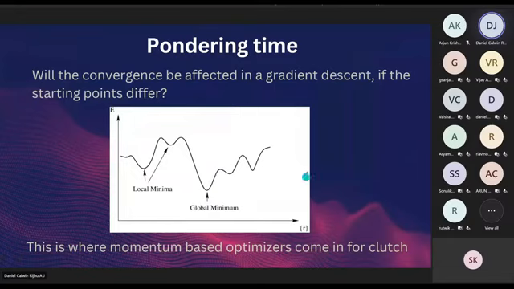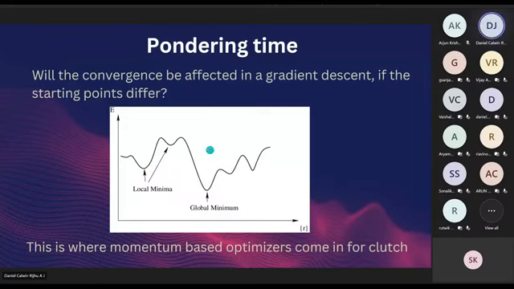So yeah, now I have a question. Will the convergence be affected in a gradient descent if the starting points differ? Let's say I'm starting from over here in the first case, and from over here in the second case. Will I end up at the global minima in both cases? The obvious answer would be no, because in the second case, I'll end up at the global minima. But in the first case, I'll end up in the local minima itself, because I won't be able to climb back up to this point, and I can't reach the global minima.